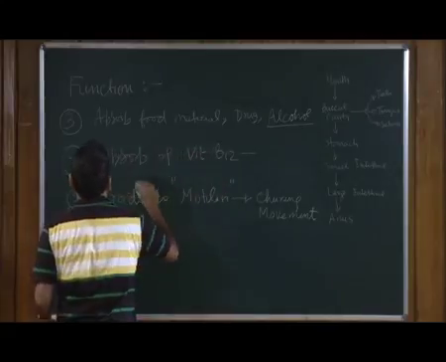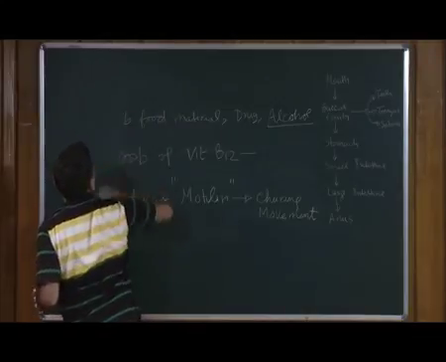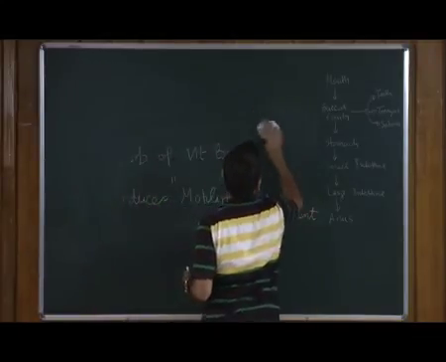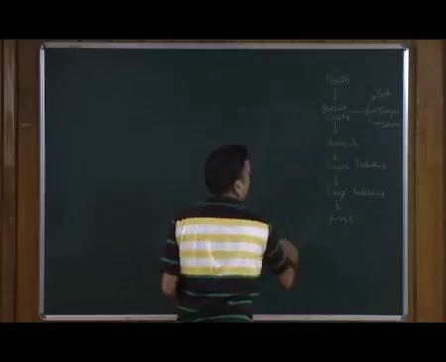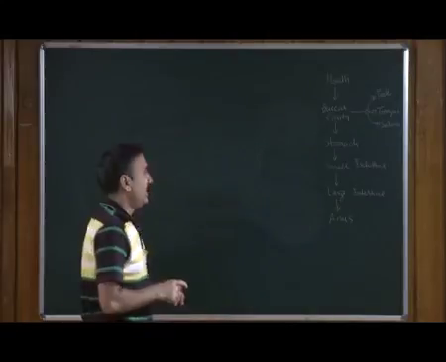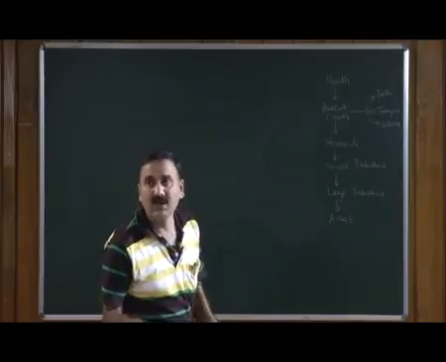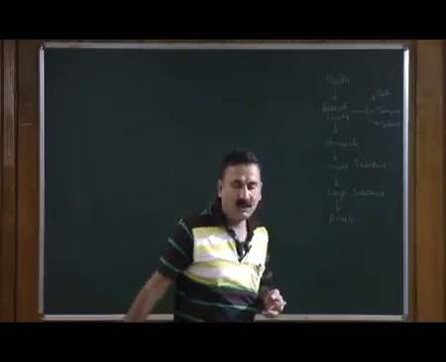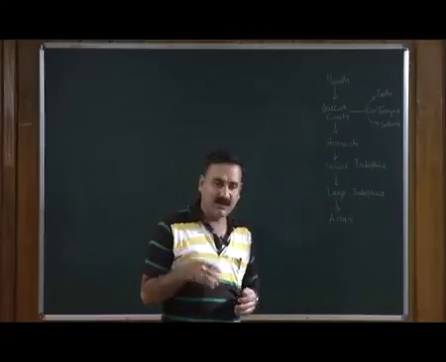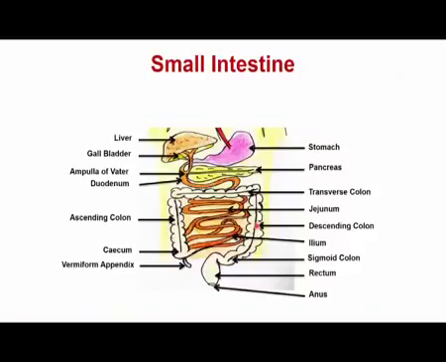Next to the stomach, we have the small intestine. The small intestine is the longest part of the alimentary canal, but it is called small because its diameter is very thin. What are the different components? As you can see in the given slide, the small intestine has 3 components. One is the duodenum, the other is the jejunum, and the third and last part is the ileum.